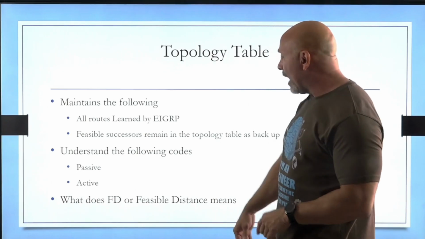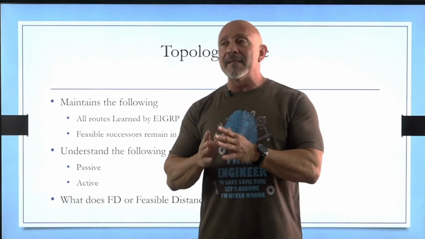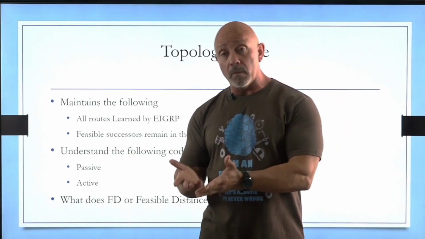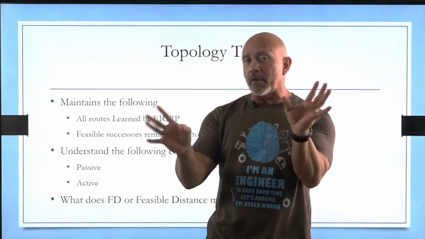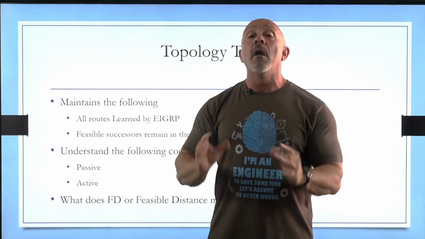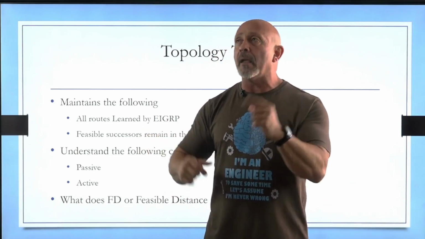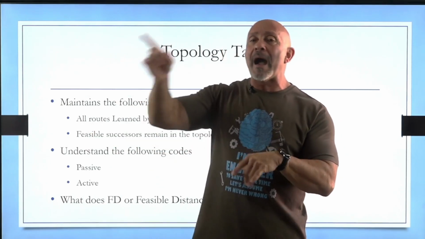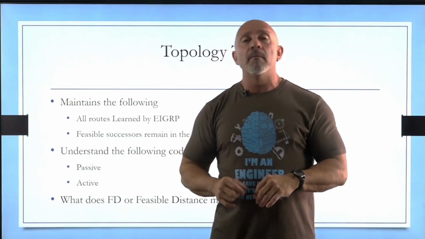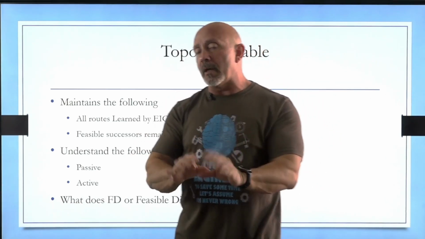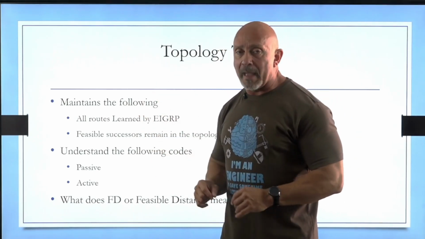Okay? Now, what does FD or feasible distance mean? The feasible distance is the best route to get to where you need to go. That's what feasible distance means. Now, we're going to do a little math. Don't go crazy, but we're going to do a little math later on how to create these feasible successors and what math it uses to say, hey, this is the metric and this is how I generated it because of the feasible distance from this route to that route and all that. So we're going to get into that a lot deeper, and we'll do little drawings and everything, and I'll show you how that math works.